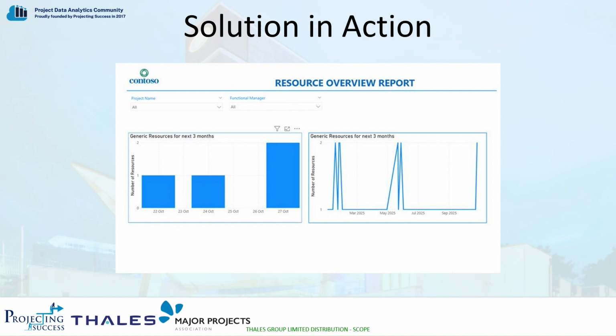Now we'll be looking at the generic resources. This side of the report shows where projects would have generics over the next 3 months, which is bad practice in project management. In the ideal short term, they should all be named resources, and this could be filtered down by project name or project manager.